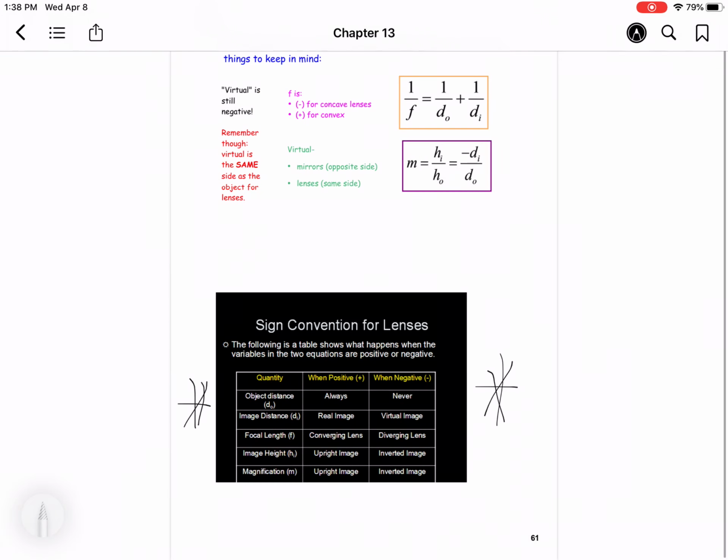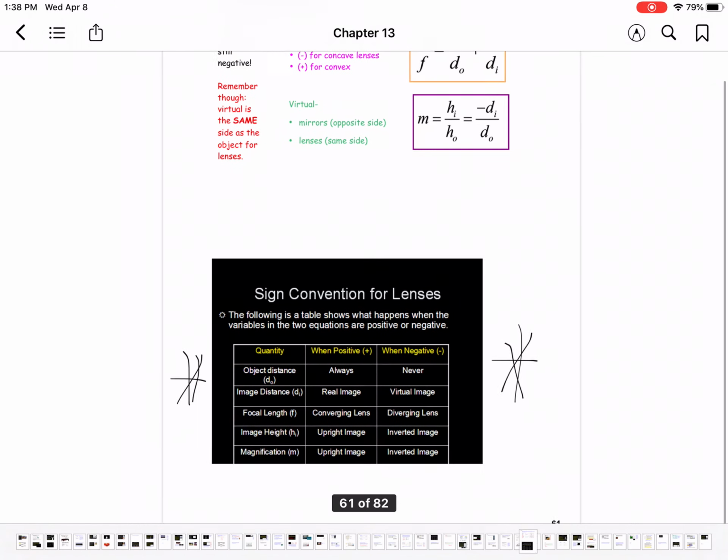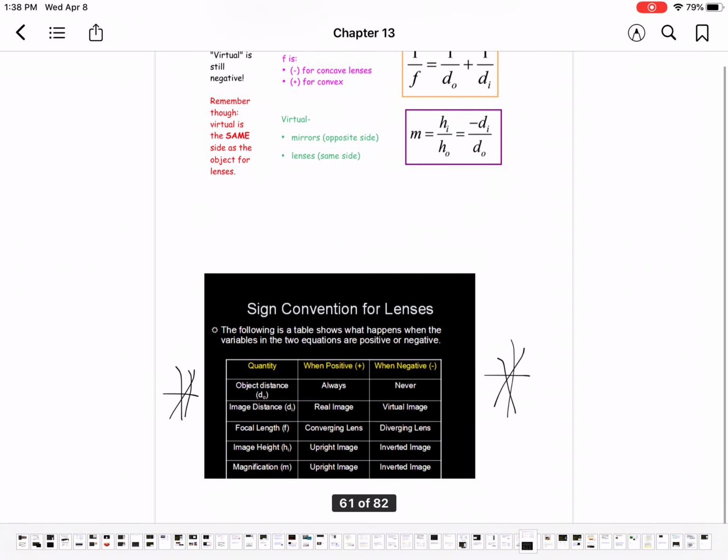All right, one thing though is we have to remember that now the positive side is on the opposite. Okay, here the object is always real. Okay, the focal length is negative for a diverging lens. Okay, and this concept gets brought back.